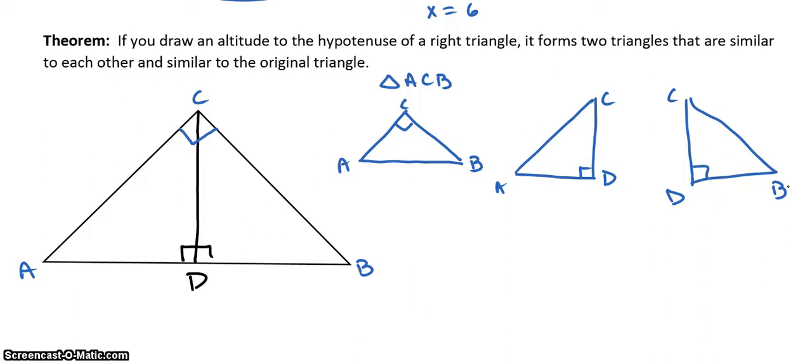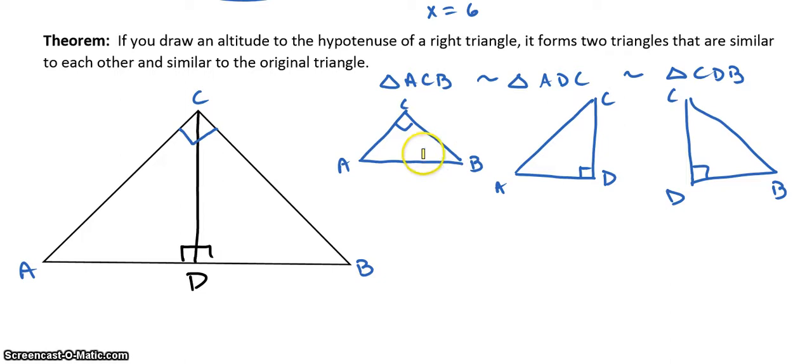What the theorem says is ACB is similar to ADC, which is similar to CDB. Now, I wrote those in order a special way, and I'm going to explain how in a minute. If you notice my right angles, C's a right angle, D's a right angle, D's a right angle. They're all in the same spot, C, D, D. So all my right angles match, so that's one angle.